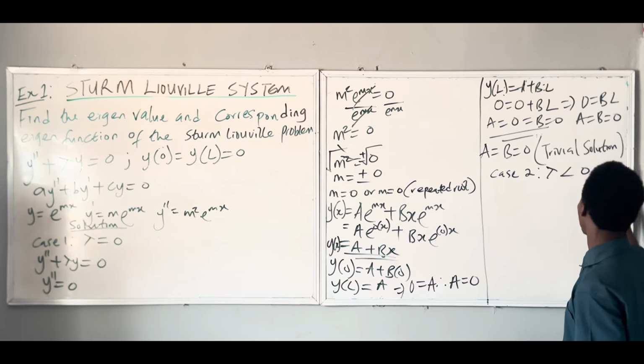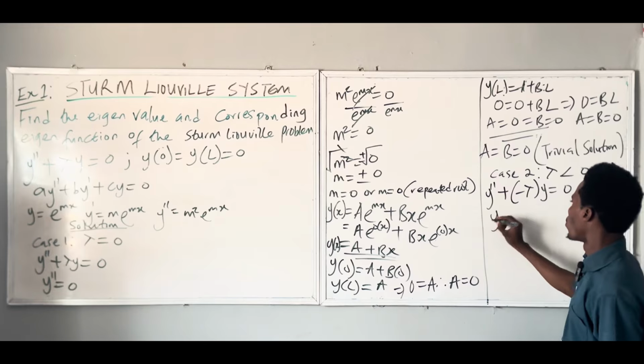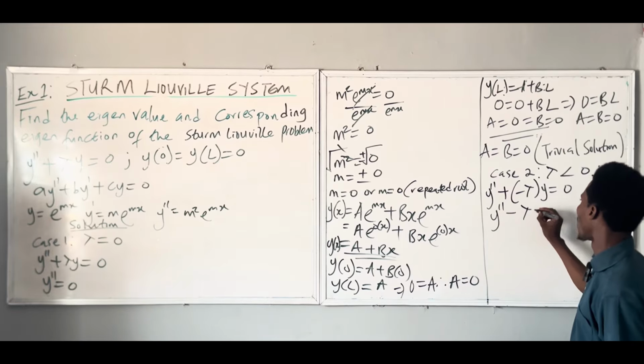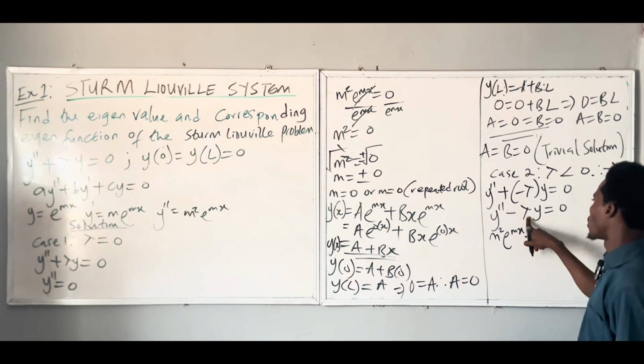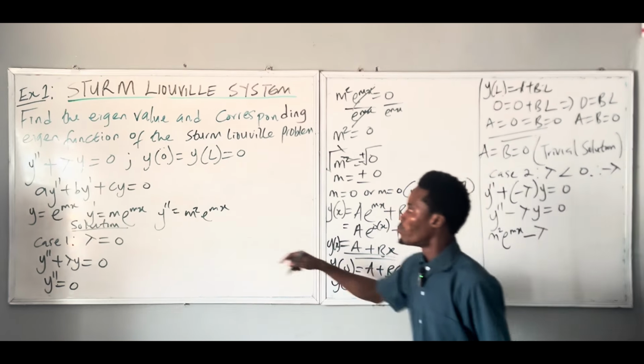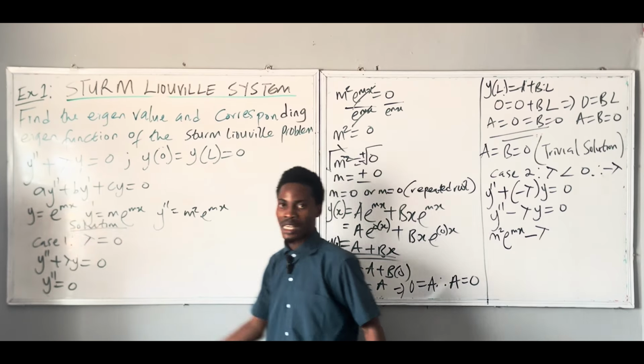So it means whenever I see lambda, I'm going to put negative lambda. So I'm going to have y double prime plus negative lambda times y is equal to 0. So I'm going to have y double prime minus lambda y is equal to 0. From here, I will assume that my y is given as e^(mx). So whenever I see y double prime, I put m squared e^(mx), minus lambda e^(mx).